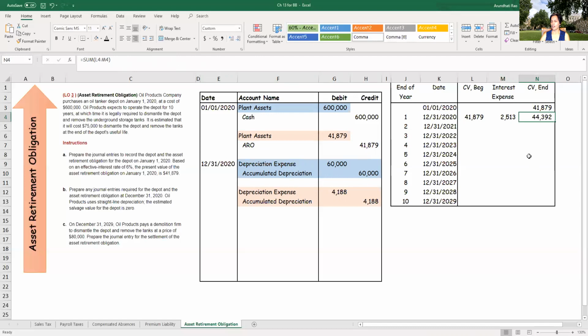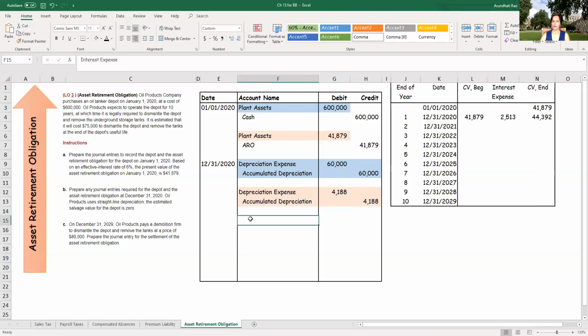Remember, if you're not sure whether to add or subtract, just think about it logically. I have 41,879 in my account. It has to become 75,000 at the end of the 10 years. So I need to keep adding to it to increase it.